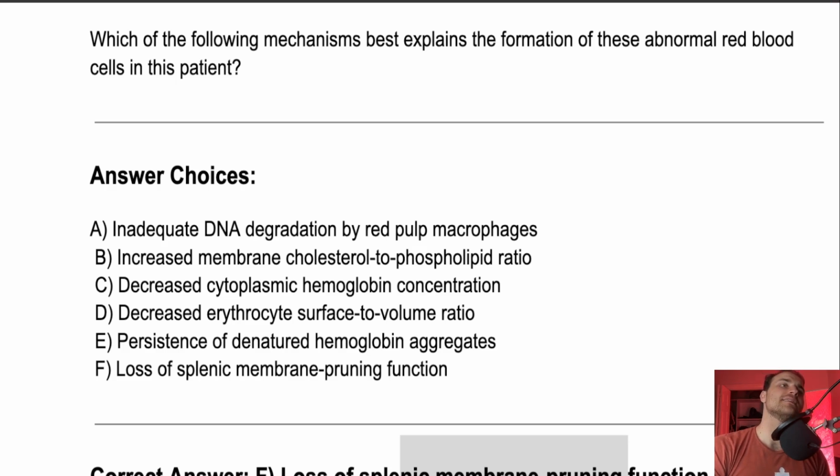A, inadequate DNA degradation. Okay, so that leads to Howell-Jolly bodies. Those are nuclear remnants that are seen in asplenia. And increased cholesterol to phospholipid ratio. So that can also cause target cells, but is more typical for obstructive liver disease. Decreased cytoplasmic hemoglobin ratio. That's common in thalassemia or iron deficiency, but this patient has normal hemoglobin and no anemia. So, no, not quite. D, decreased erythrocyte surface to volume ratio. Ooh, that would cause spherocytes, not target cells. Spherocytes are seen in hereditary spherocytosis and other autoimmune hemolytic anemias.